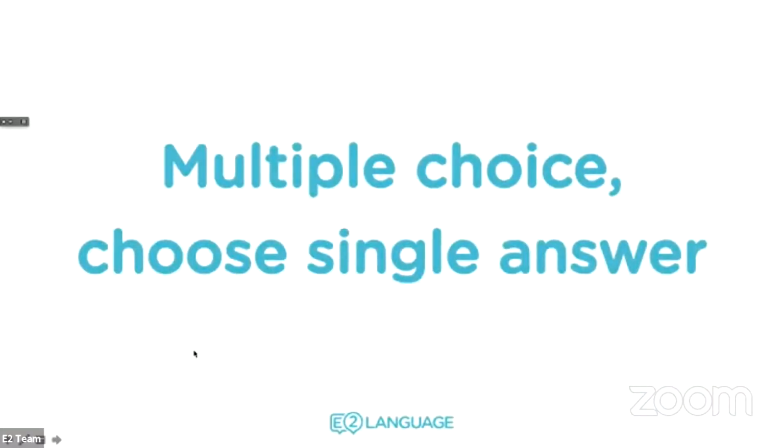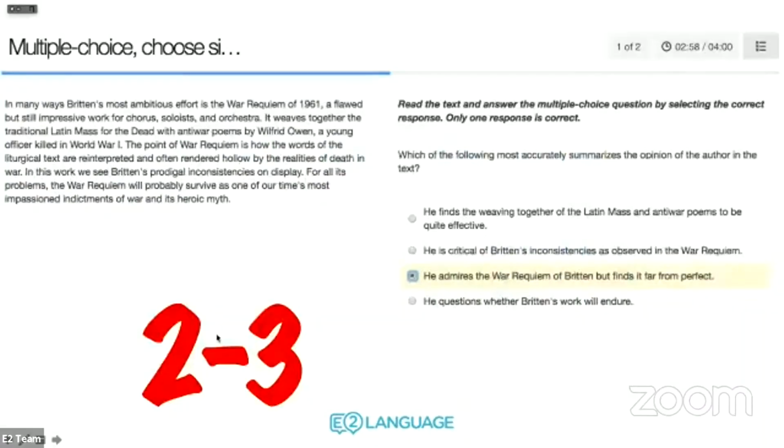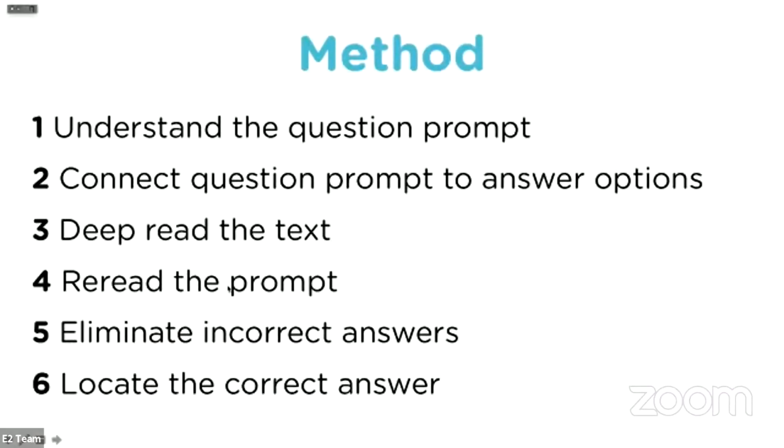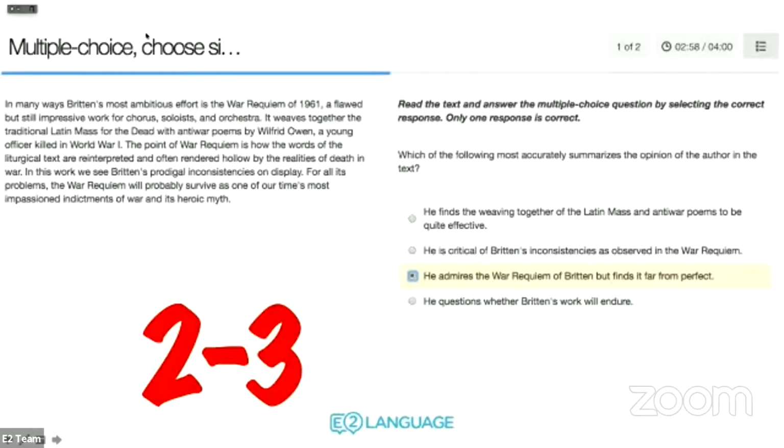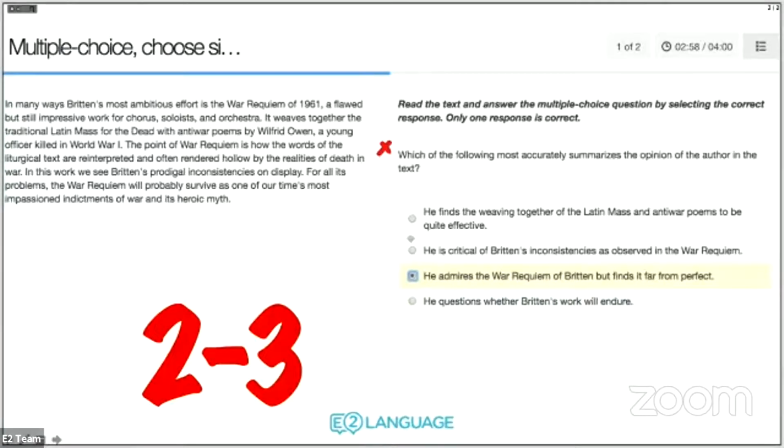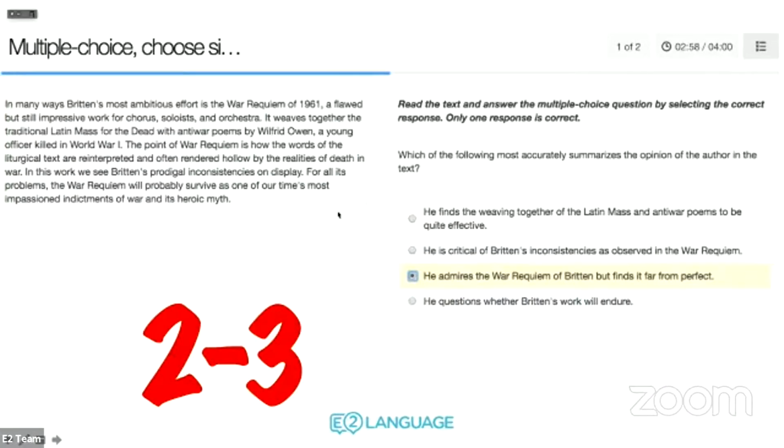Let's get straight to it. I want you to do multiple choice, choose single answer. Let's first think about the method. This is what it's going to look like on test day. The method is this. You need to understand the question prompt. It's absolutely critical. If you don't get this, you're not going to get these right. You need to understand this because you need to understand what to read for.